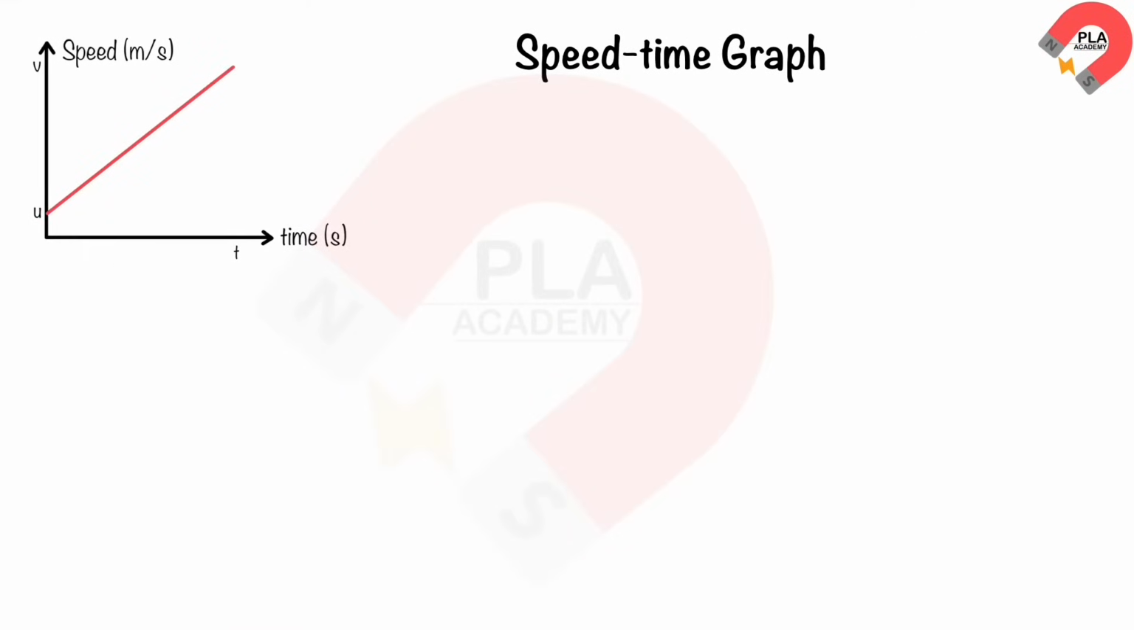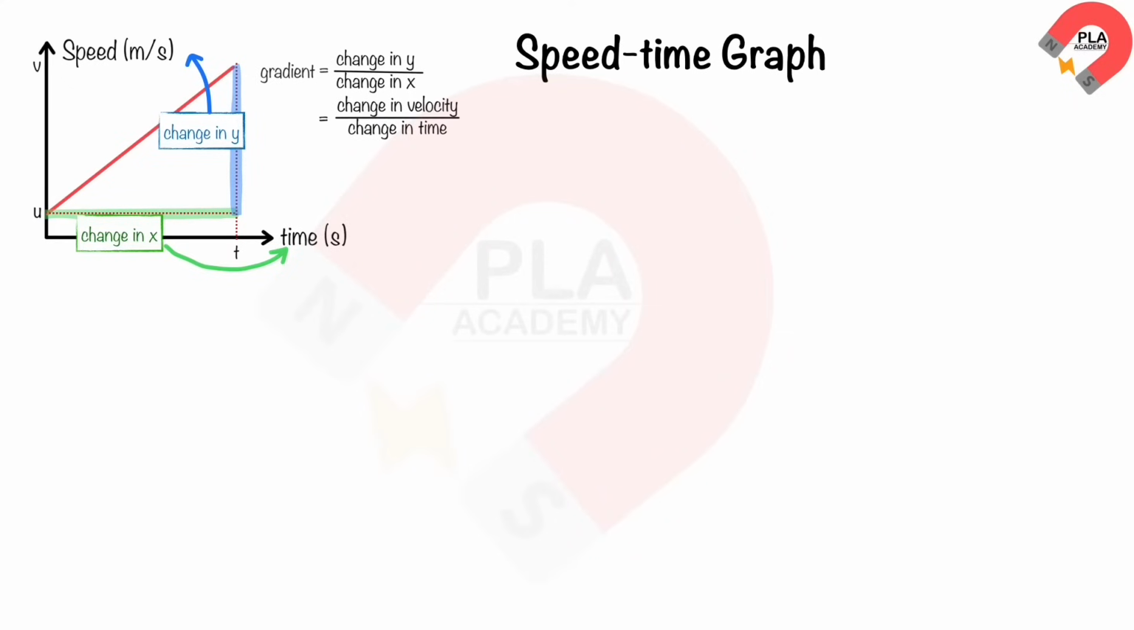Speed-time graph. The graph of speed against time is shown here. We draw a right triangle. Here is change in x, and the x-axis represents time. Here is change in y, and the y-axis represents speed. The gradient of speed-time graph is the ratio of the change in y-axis to the change in x-axis. So, it is the ratio of change in speed to change in time. The velocity is speed in a given direction. Their magnitudes are equal when an object travels in a straight line and does not change its direction.